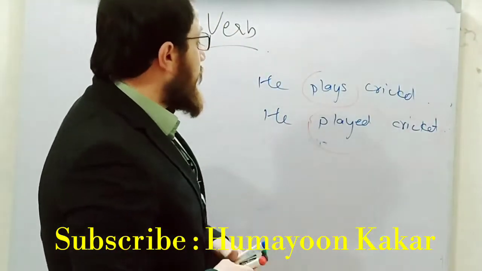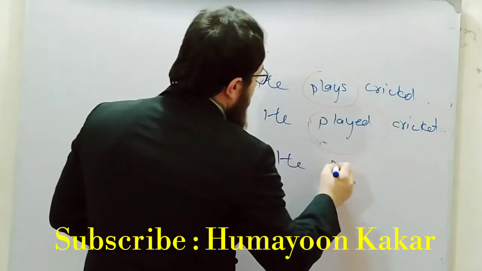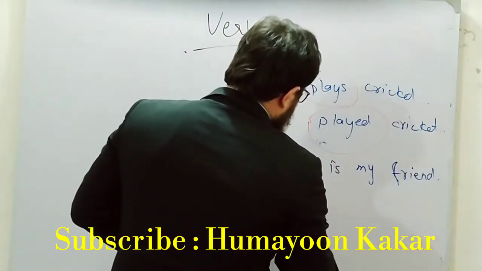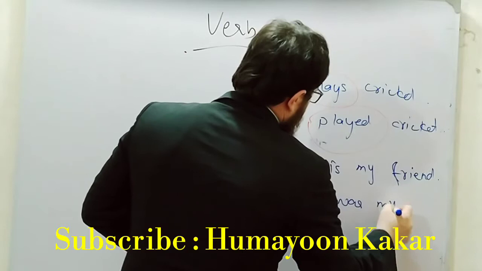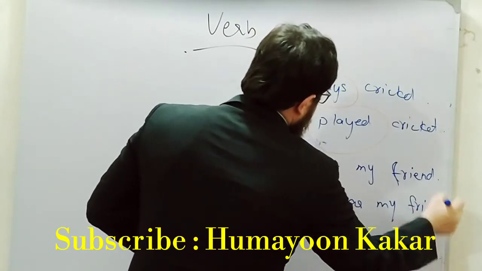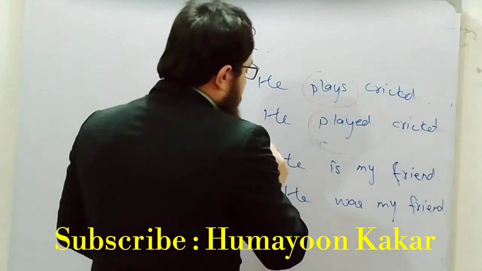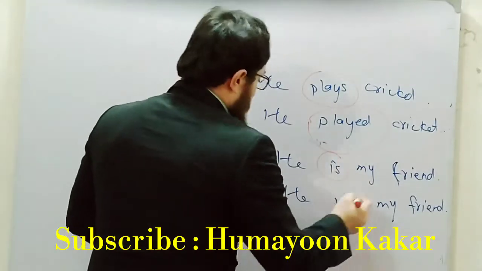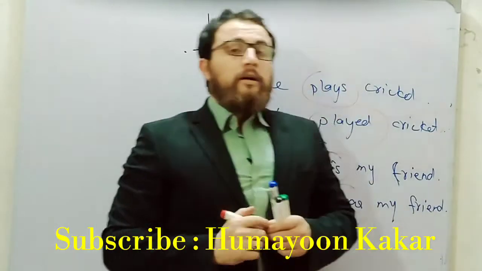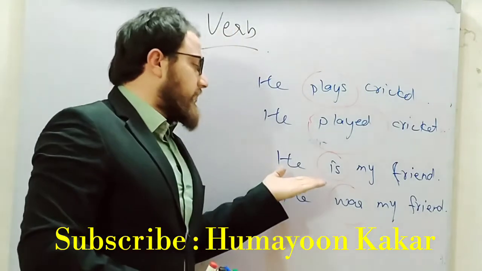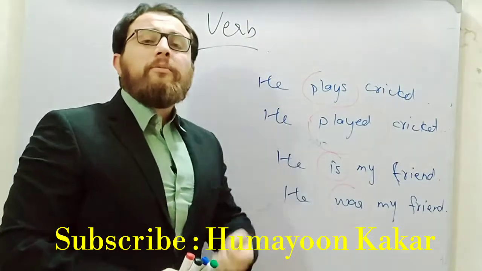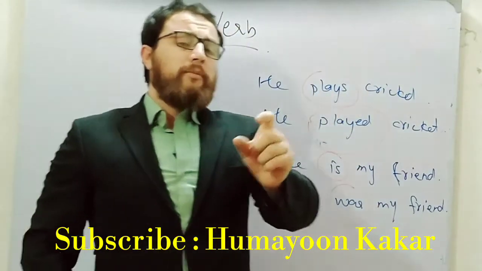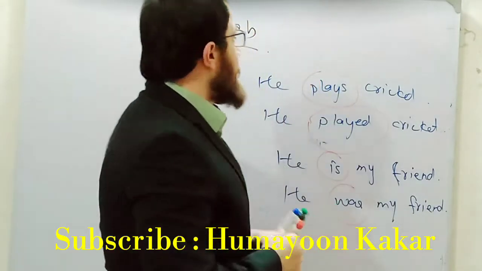But when we come to one more example, if I say he is my friend, he was my friend. Now if you see, this is present tense, this is past tense. Why have we understood that it is present and it is past? Due to this verb. Now if we analyze this statement, we do not have any action in it and verb does not show any action.